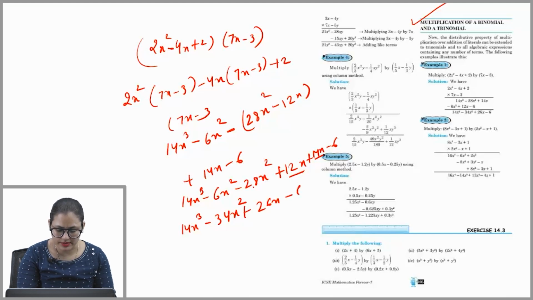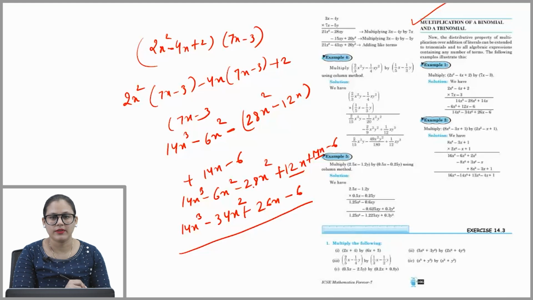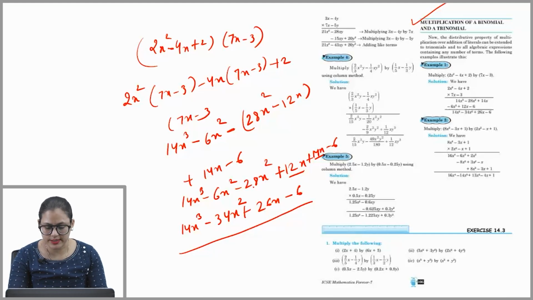26x minus 6. So this is your answer, okay. So students, similarly you will do this example also. Now let's do exercise 14.3. Multiply the following.